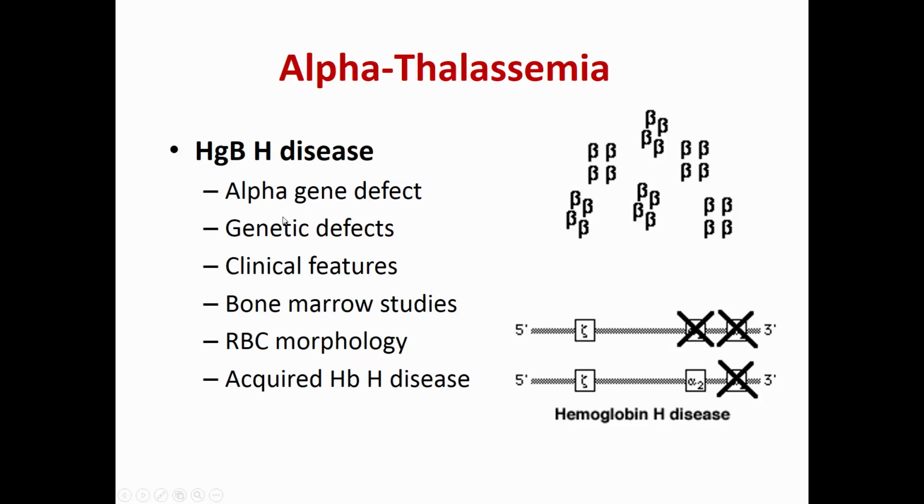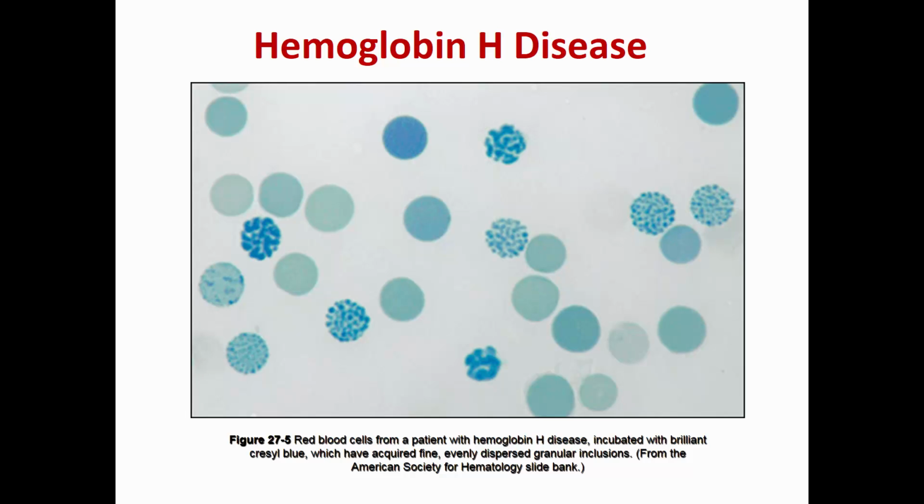And this is basically what I have just told you about. Okay? This is a supravital stain. I think this looks like crystal violet. These are not basophilic stippling, people. This is not Wright stain. This is crystal violet. And all these are precipitation of hemoglobin.